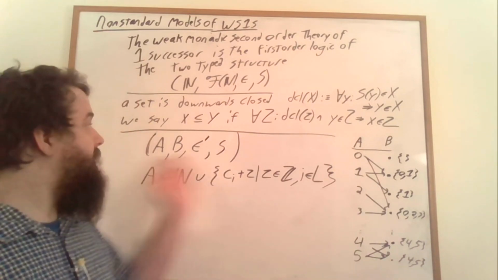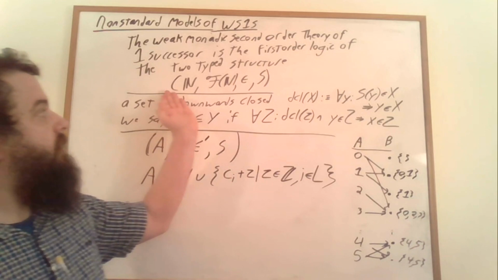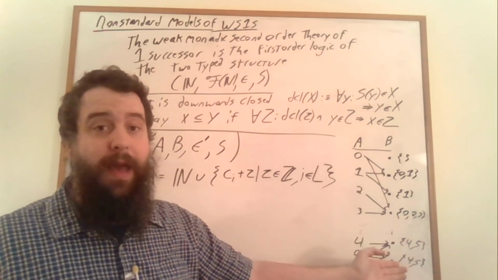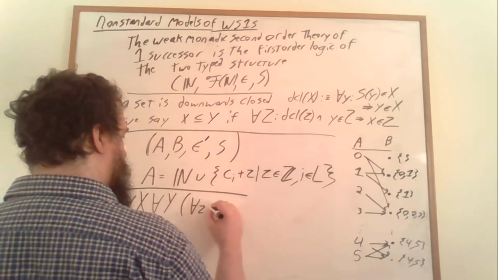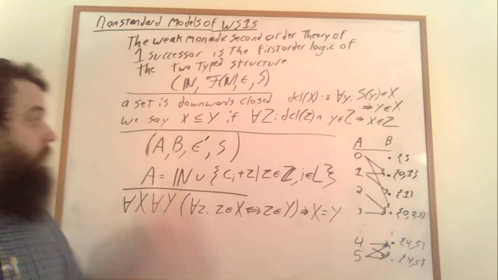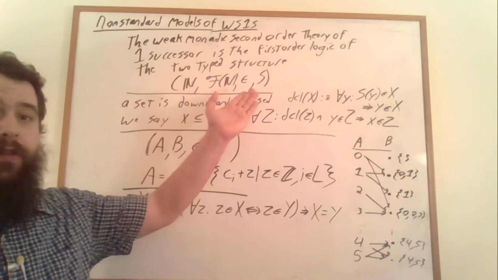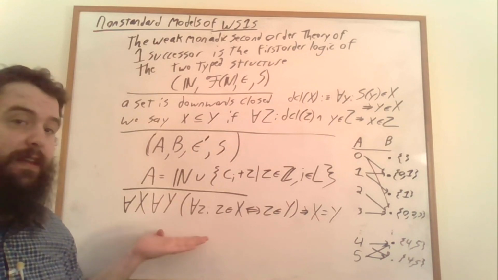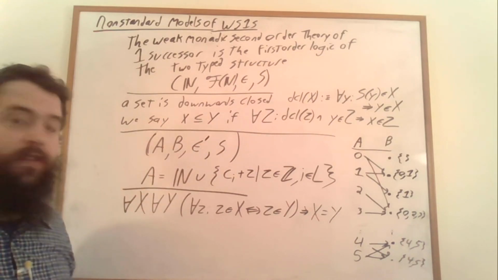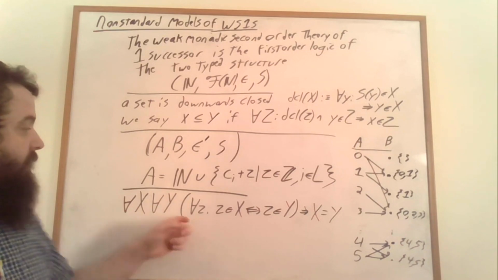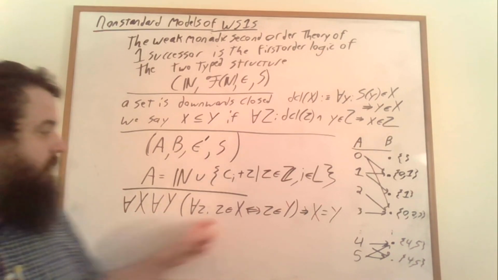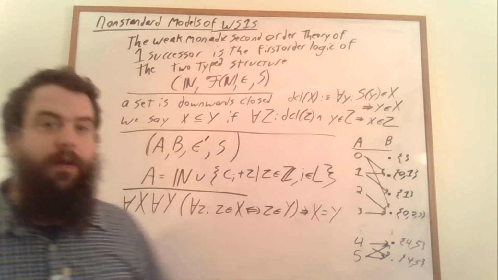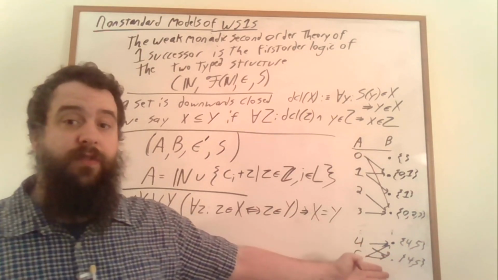It's only because this structure here has to be a non-standard model of this structure here that we wind up preventing this from happening. Because this structure is a non-standard model of this, and this structure here satisfies extensionality, this structure must also satisfy extensionality. Extensionality says that if we have two sets that agree on all of their elements, then they have to be equal to each other. And that prevents this sort of situation from happening.